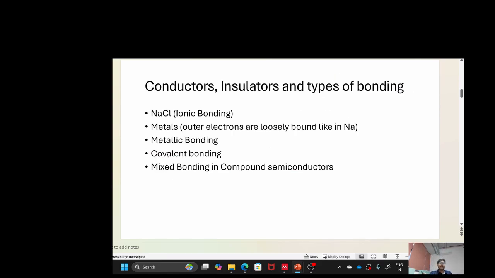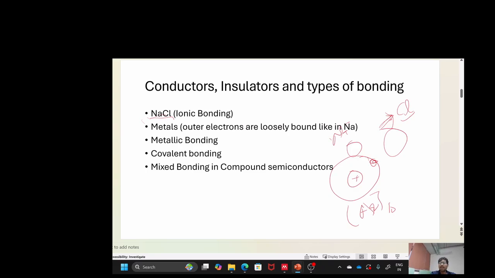Now let's see the conductors, insulators, and the types of bonding. In NaCl, there are Na atoms and chlorine atoms. NaCl forms because Na has one electron in the valence shell. In chlorine, if it gets one electron, it will get a stable electronic configuration, the noble gas configuration. And if Na loses one electron, it will go to the noble gas configuration, argon 10.